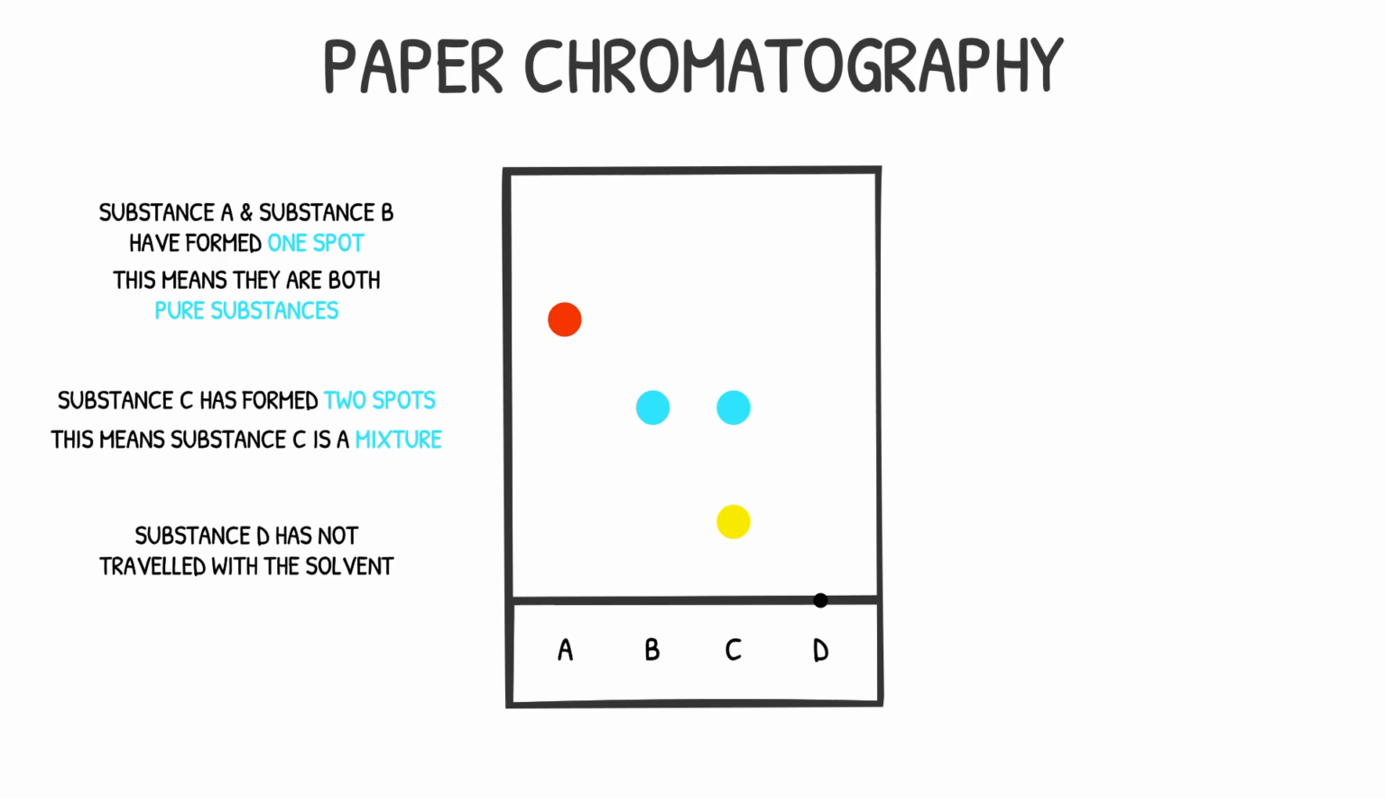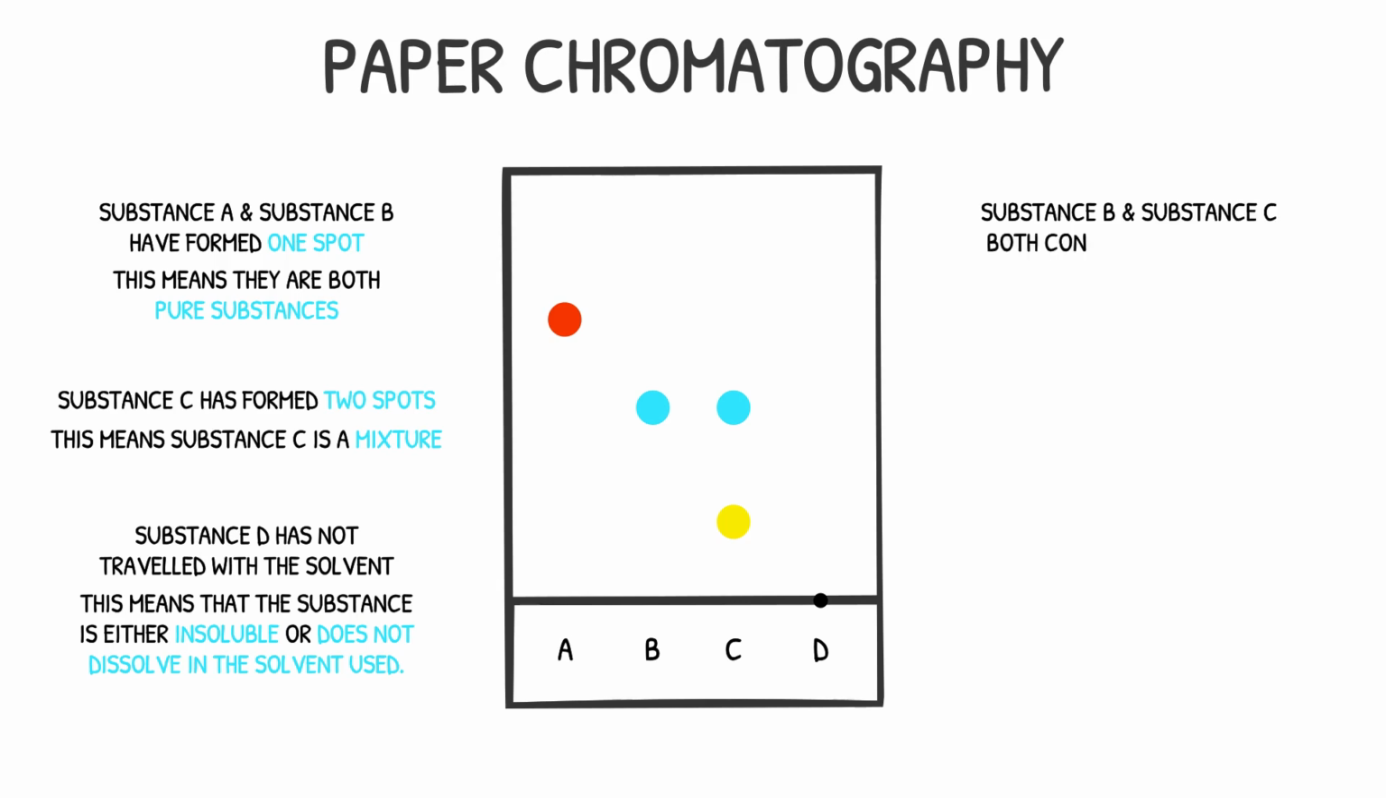Substance D, however, has not moved from the pencil line, and this can mean one of two things. 1. The substance is insoluble, or 2. The substance does not dissolve in the solvent used. If the second reason is true, then the experiment is to be conducted again with a different solvent. Substances B and C both contain the same dye. Notice here that they both contain a blue spot that has moved the exact same distance on the chromatogram.